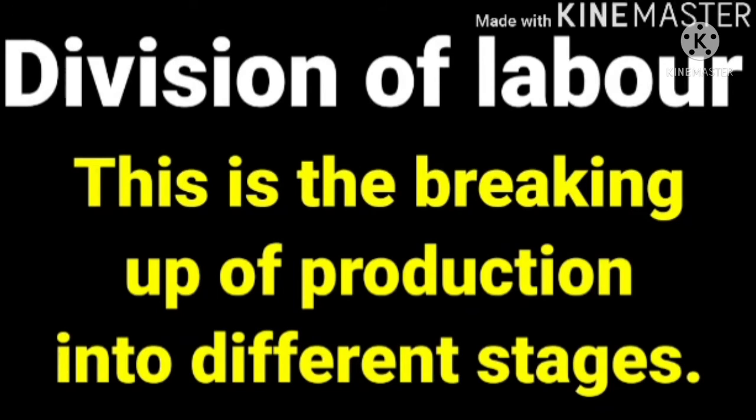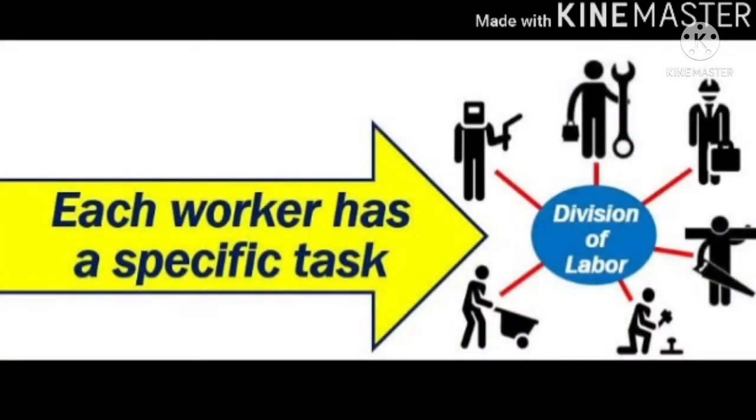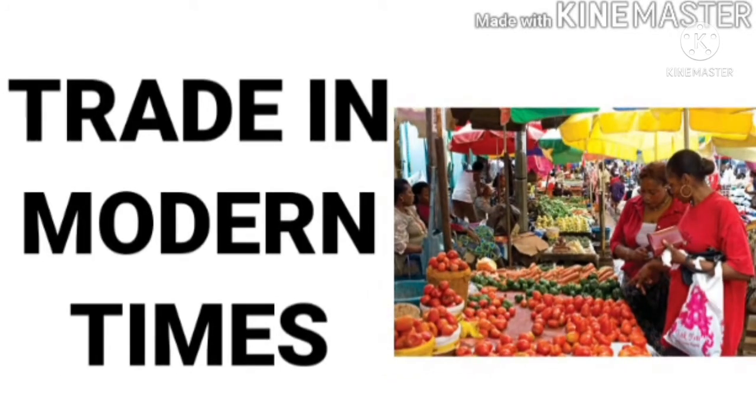This is the breaking up of production into different stages. Even at home, division of labor aids a lot. It creates people who are skilled at a particular job. For example, when a house is to be built, different workers do different tasks. An architect designs the house, a bricklayer lays the bricks, a carpenter makes the furniture, the plumber fixes the taps, the sinks, and the toilet. So each of these persons does a job.